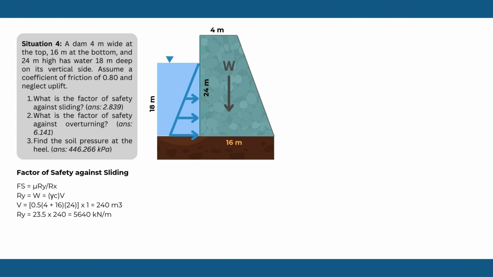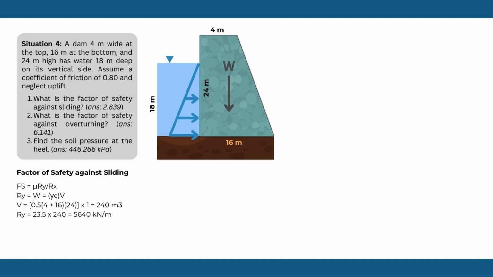So kung mapapansin nyo, yung unit na ginawa ko dito is kilonewton per meter. And the reason for that is, kailangan natin i-keep in mind na yung resultant force na yan is considering the assumed length of 1 meter width. So let's say magkaroon tayo ng given width na 5 meters. Need lang natin siya i-multiply by 5 para makuha yung actual weight ng dam. So dapat keep in mind yan while moving forward sa pag-solve.